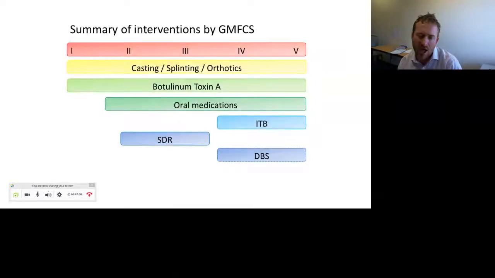Also think about them by their appropriateness for GMFCS. Now we use splinting, casting and orthotics across the GMFCS levels, as we use botulinum toxin. Oral medications tend to be more focused on children who have more severe disability. ITB and DBS really have only been used so far in the context of more severe spasticity and dystonia. And selective dorsal rhizotomy, as it stands, has been a treatment really for children with more mild gross motor function deficit, GMFCS level 2 and 3, and spasticity for spastic diplegia.